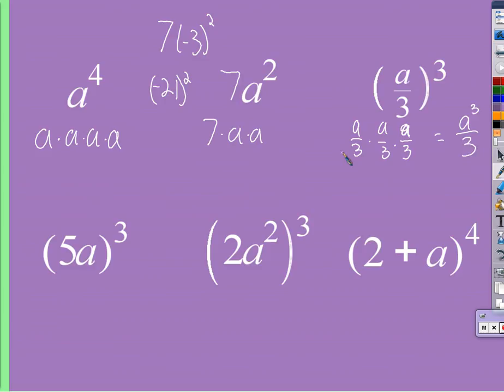A is being raised to the third power. But what does it mean to raise something to the third? It means multiply by itself 3 times. What are we multiplying by itself 3 times? A over 3. So the denominator should be 3 to the third power. That's a property of exponents we'll talk about. A over 3 to the third is the same as a to the third over 3 to the third.